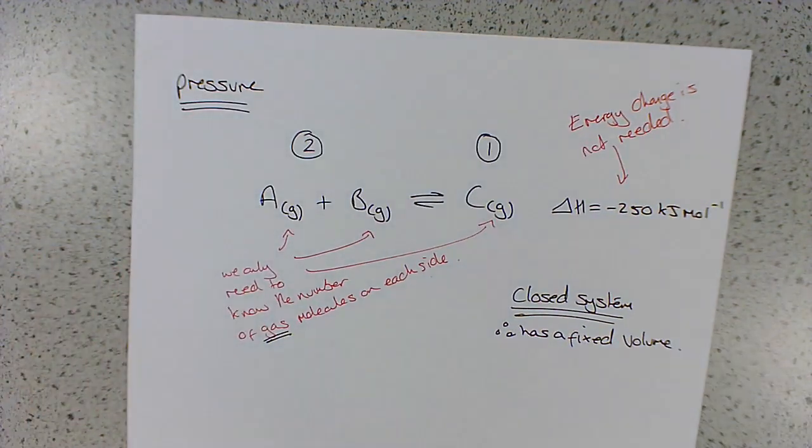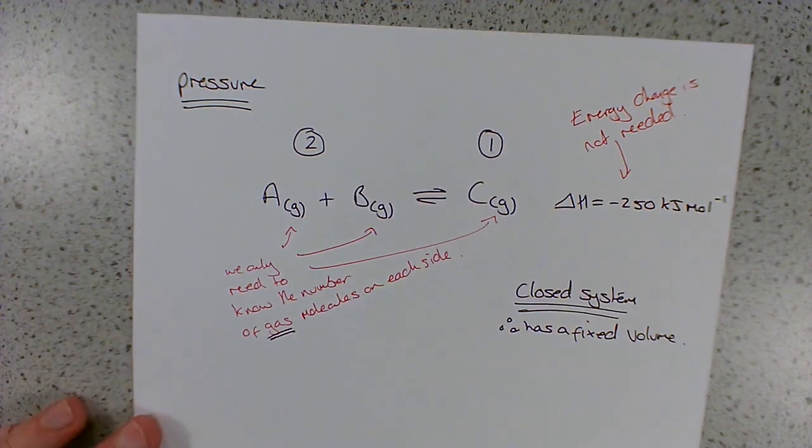So, if I was looking at the left-hand side, I've got twice as many molecules on the left as I do on the right. So on the left, I would have a higher pressure because I would have more molecules in a fixed volume. On the right, I've only got one molecule. So on the right, I would have a lower pressure because I'd have fewer molecules in a fixed volume. So we just need to bear that in mind.